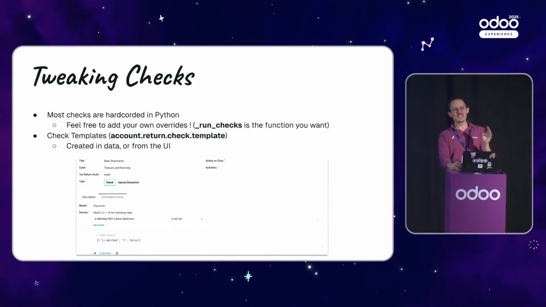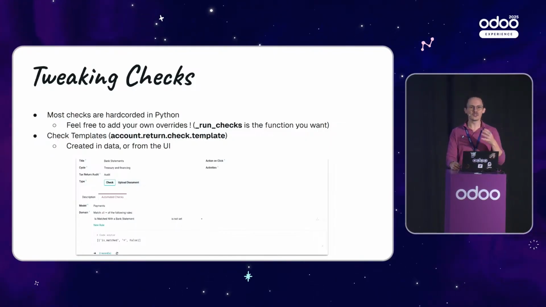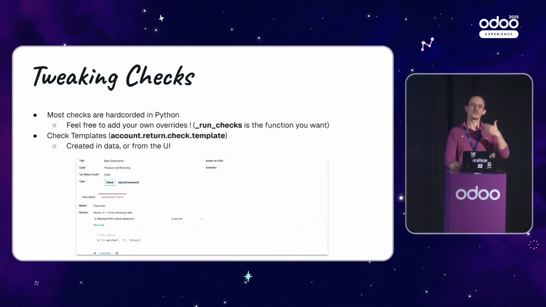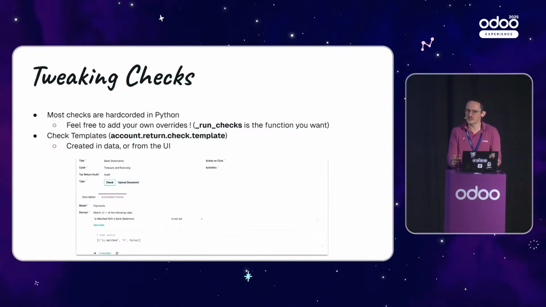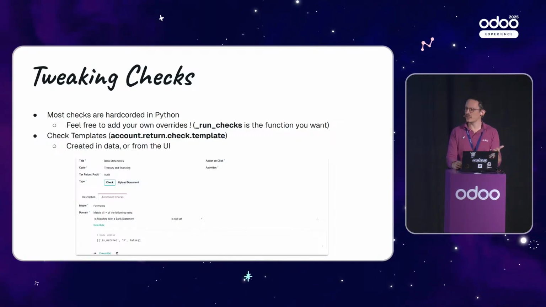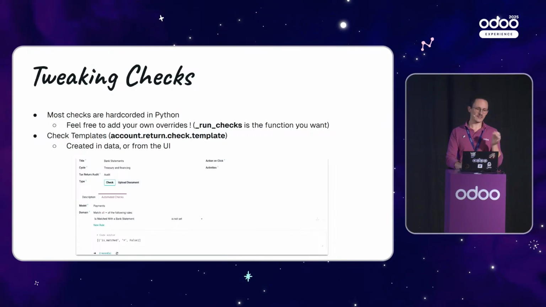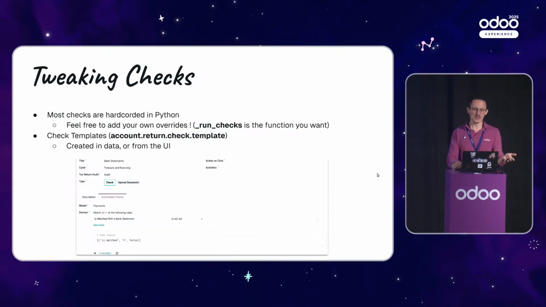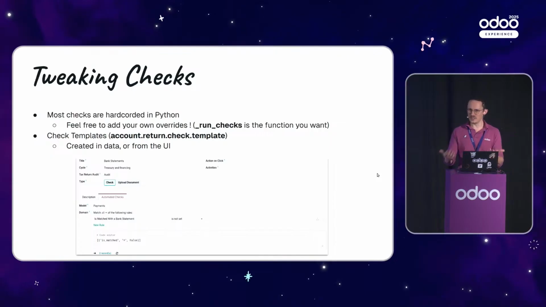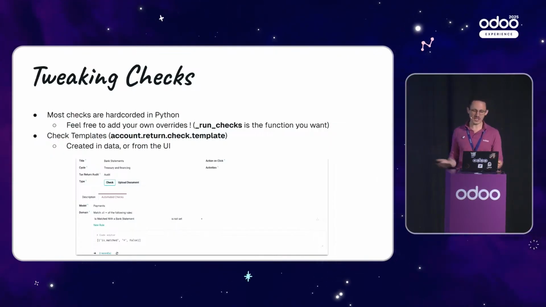However, there is still an easy way to do easy checks because we want the flexibility for users to be able to create those from the interface themselves if they need them. So if you need an additional little something for your tax closing, let's say, you are able to do that from the UI with this object called account return check template. So of course you can also create them in data, no problem with that. So you have an example of the form view here of one of those checks.